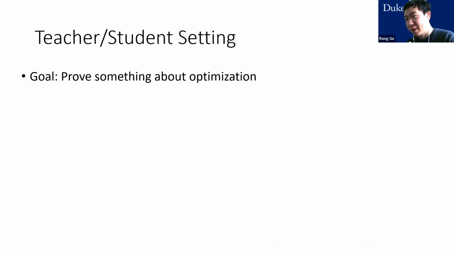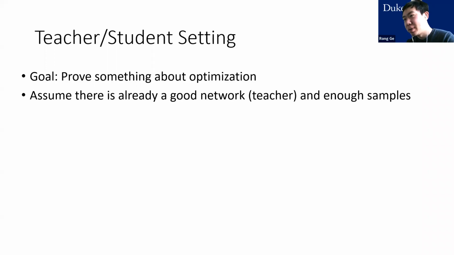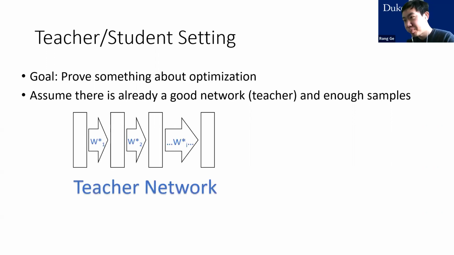So our goal is to prove something about optimization while not worrying too much about representation power and generalization. In order to do that, throughout this talk, I'm going to assume that there is already a good neural network, which we call the teacher network, and we will have enough samples.